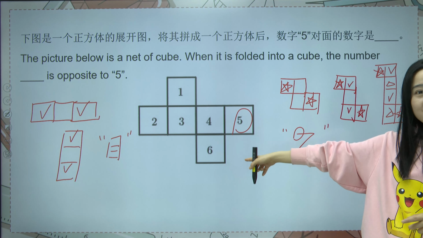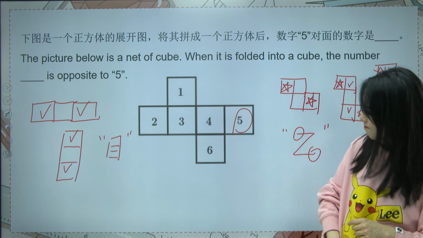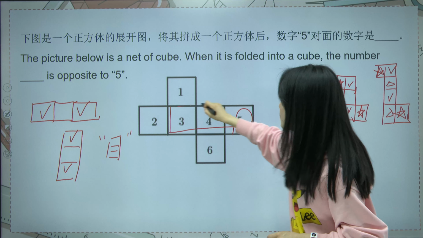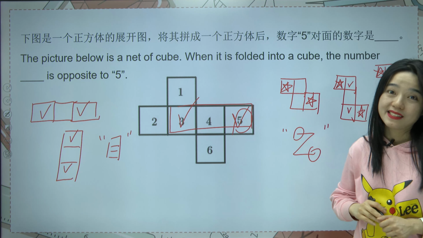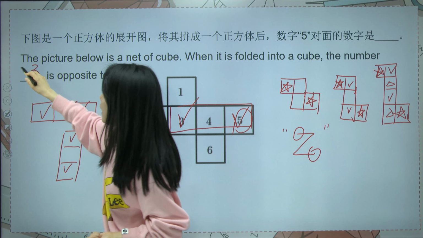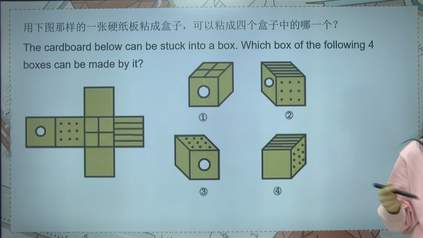Let's see here. What is opposite to 5? 5 and 3, they are in a mu. So, I think they should be opposite. It's quite easy now, right? So, the number 3 is opposite to 5. Let's check it. Apply this method to another question.